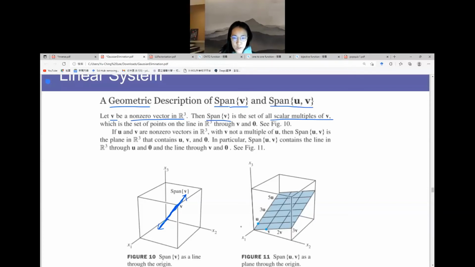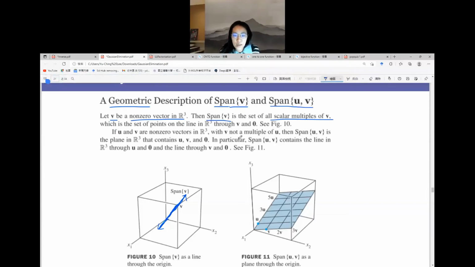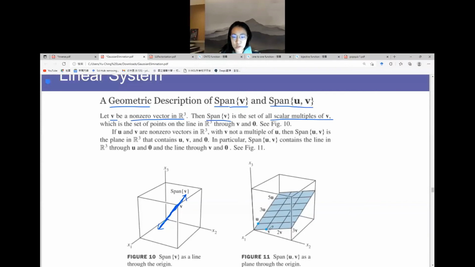in R3 space, but now V is not a multiple of U, meaning they are linearly independent. So U and V are not parallel. They are independent, then span will be the plane passing through u, v, and 0. So I have 1, 2, 3 points. One point is 0. The other is u. And then the third is v. U and v.